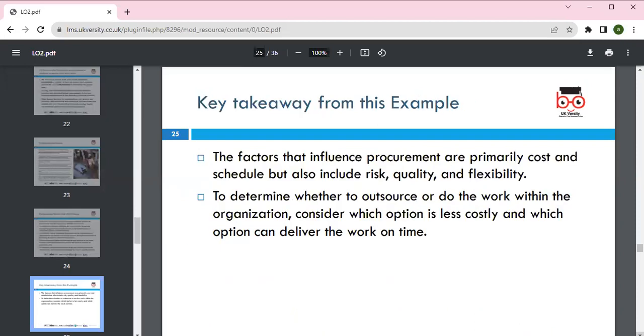So the key takeaway from this: the factors that influence procurement are primarily cost and schedule, but also include risk, quality, and flexibility. Determine whether to outsource or to do the work within the organization. Consider which option is less costly and which option can be better.